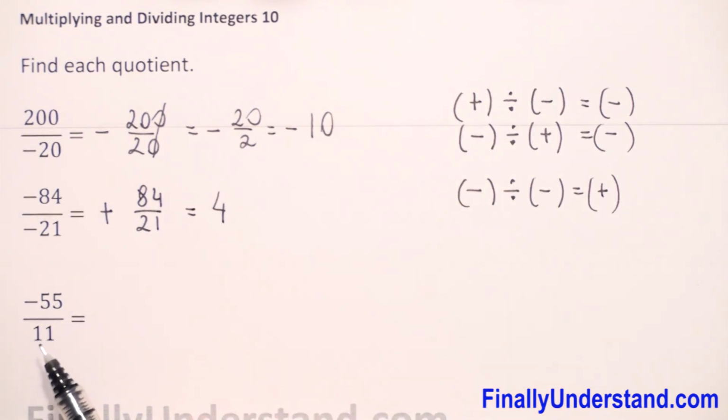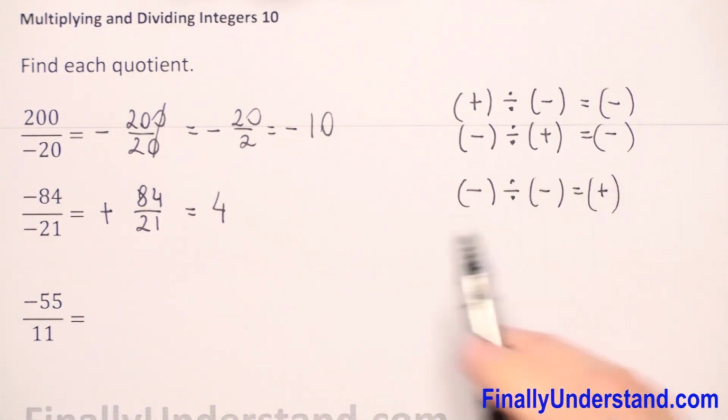And the last example, we have a negative number divided by a positive. When you don't have any sign, it's always positive. So negative divided by positive. The rule is the same as for multiplication. When we multiply negative times positive, or when we divide negative by positive, the answer is negative.